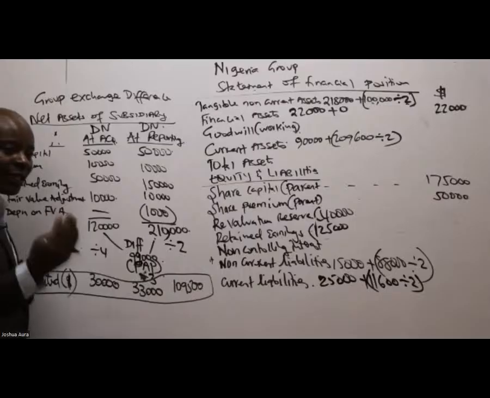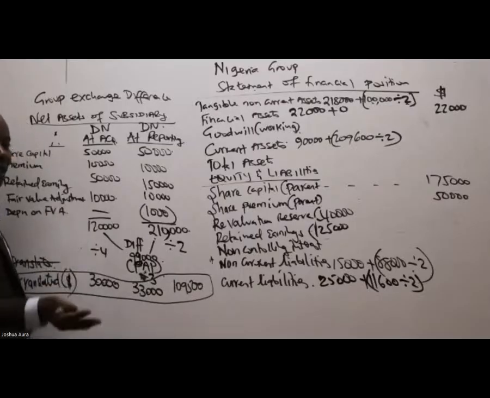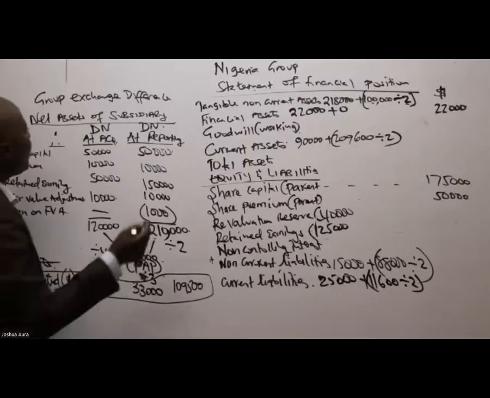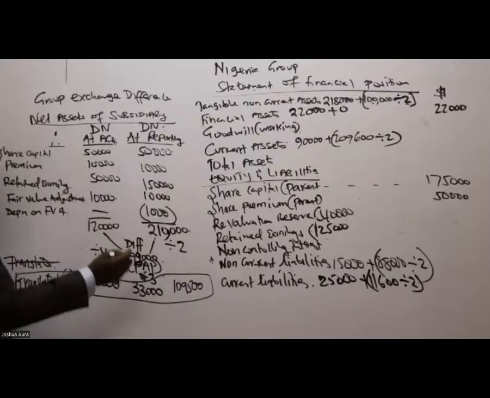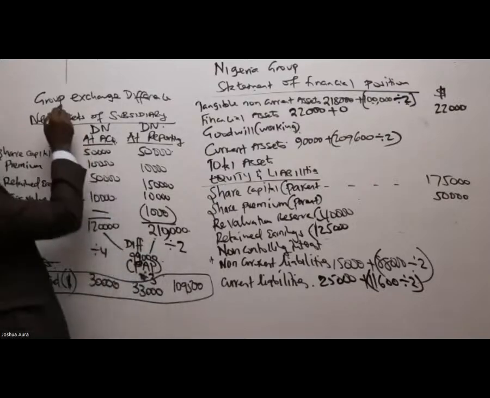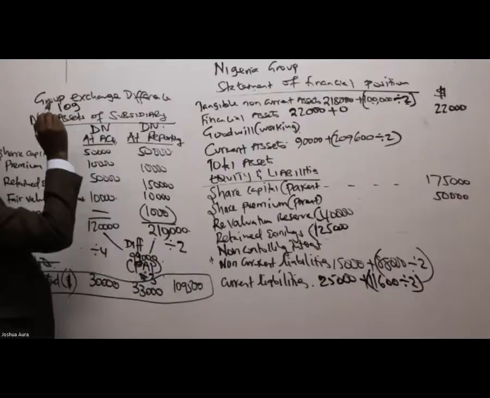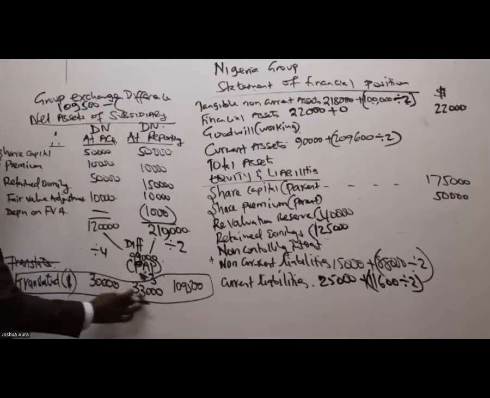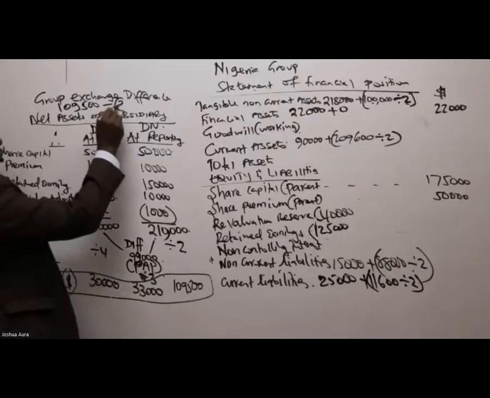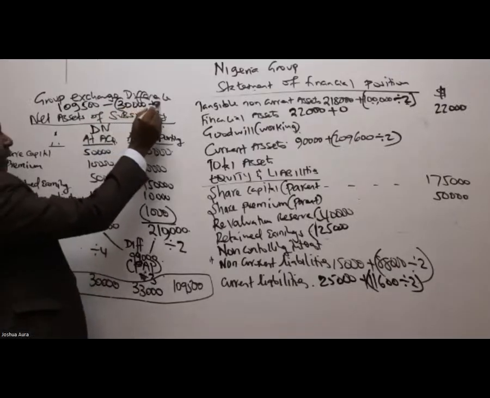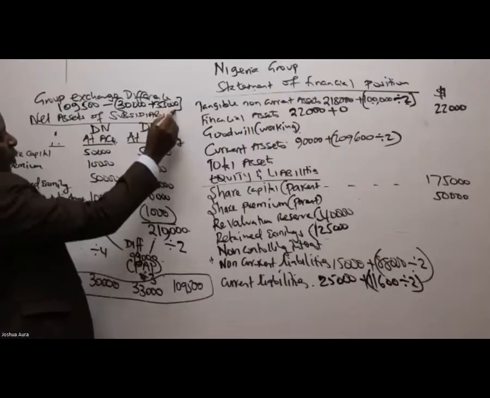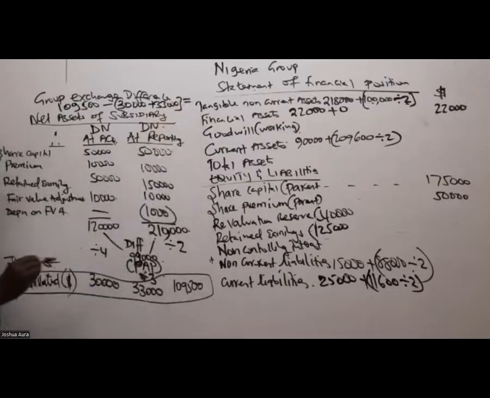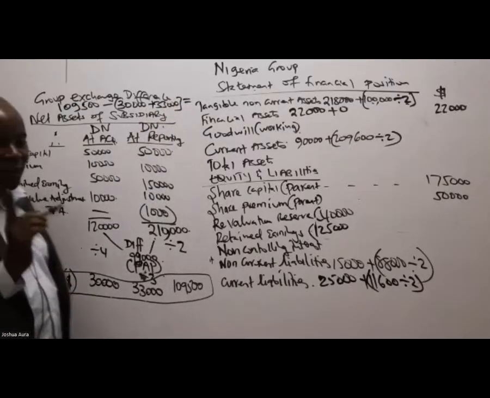That is an exchange gain. So then how do we get this group exchange difference? I will take the closing 109,500 and subtract the sum of these two. So we are talking of 30,000 plus 33,000. Could you kindly give me this figure? The group is gaining here.